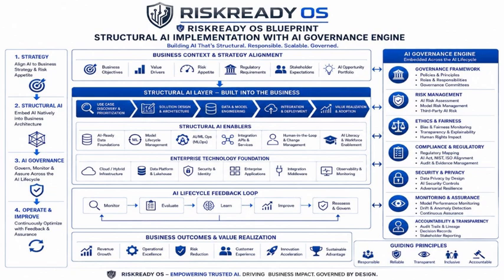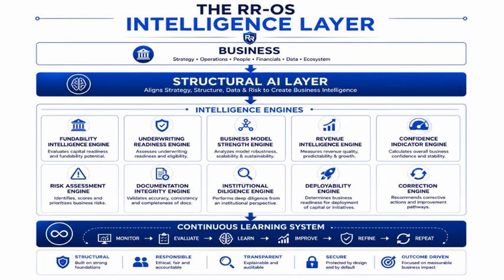That is important because the goal is not just automation. The goal is trusted intelligence that can support better decisions, stronger businesses, and improved institutional readiness. The next slide simplifies this into the intelligence layer that sits at the center of Riskready OS. The Riskready OS intelligence layer is where the business becomes measurable.